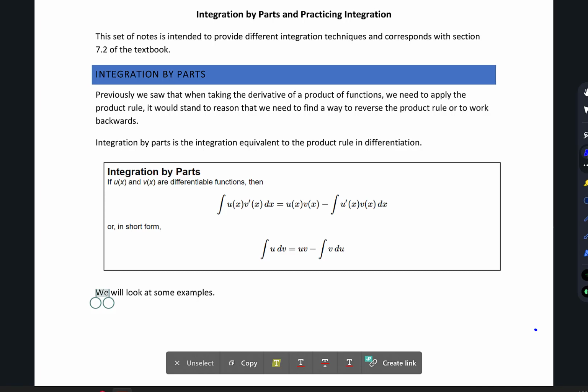In this set of notes, we're going to look at what is known as integration by parts. Previously, we saw that when taking the derivative of a product of functions, we needed to apply the product rule. So it would stand to reason that we need to find a way to reverse the product rule, or to work backwards. Integration by parts is the integration equivalent to the product rule in differentiation.